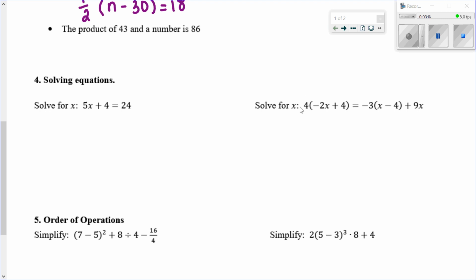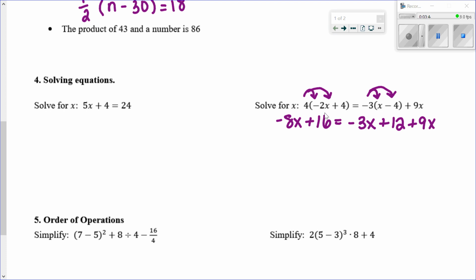If you look, I have parentheses on both sides. So the first thing I'm going to do is just distribute. Okay, so 4 times -2x is -8x. 4 times +4 is 16, an equal sign. -3 times x gives you -3x. -3 times -4 gives you +12, because a negative and negative give you a positive, plus 9x, okay?